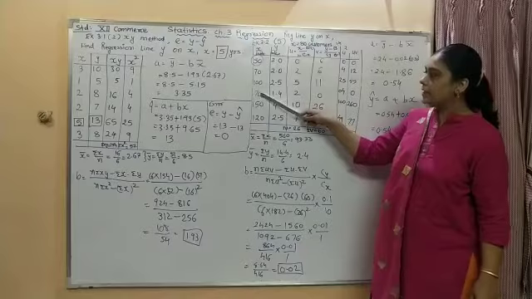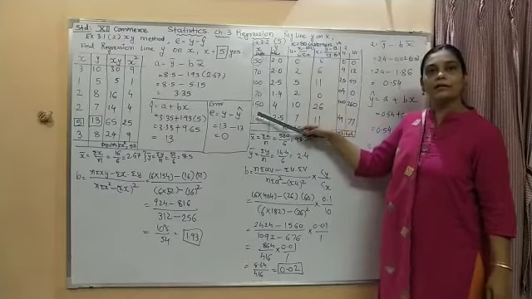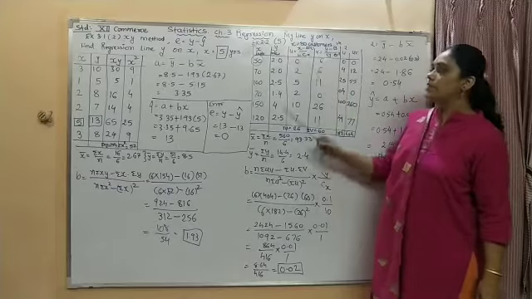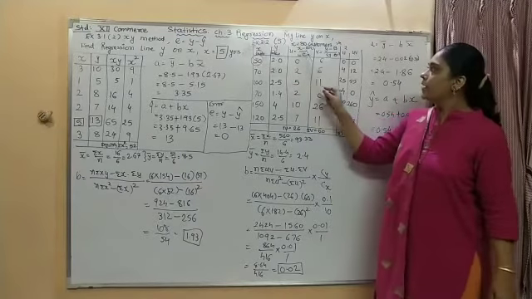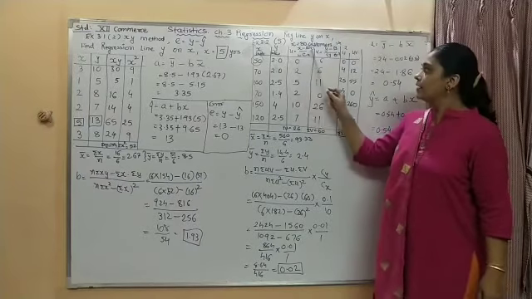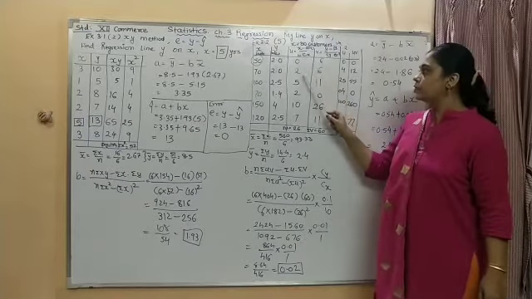I can see that 10. All the figures can be divided by 10. So here I am going to write 10. So students, let's do the working. 50 minus 50, 0 by 10, answer is 0. 70 minus 50, 20 by 10, answer is 2.